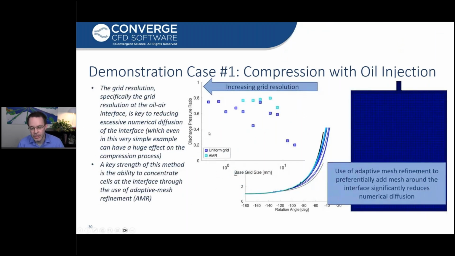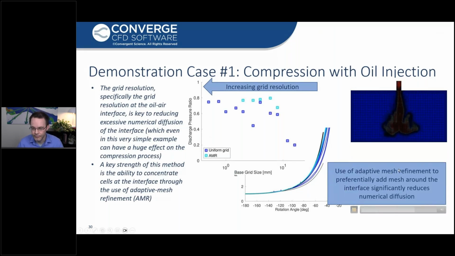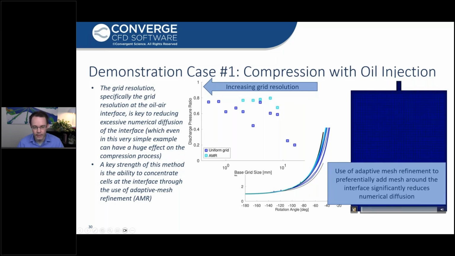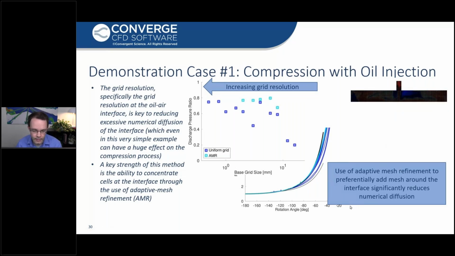Next, we'll look at the application of adaptive mesh refinement. So as we add mesh on the interface, we can do something very similar to what we did as we refined the grid in the uniform case, however, with a much higher efficiency of that mesh. Because that mesh is refining based on the local void fraction, for a given computational cost we have a much higher accuracy in terms of this discharge pressure ratio. And that's one of the key strengths for being able to apply Converge to these multi-phase problems where you have very sharp gradients and the resolution across those gradients is really important to your problem.